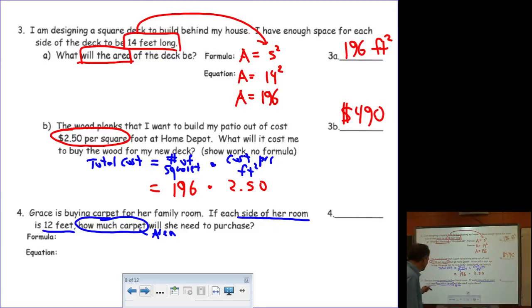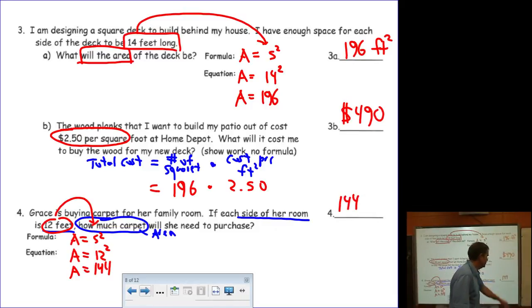My formula then would be the area formula. And since they gave me the side length of the room, I'm going to plug 12 in for S, the side length. And area would equal 12 squared. And again, to solve that, all I need to do is square the 12 and I'm done. The area would be 144. So 144, but I need the units. Area is measured in square units, so that would be 144 square feet.